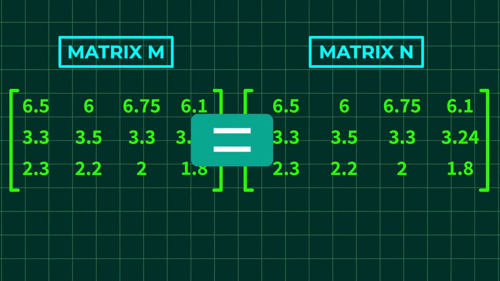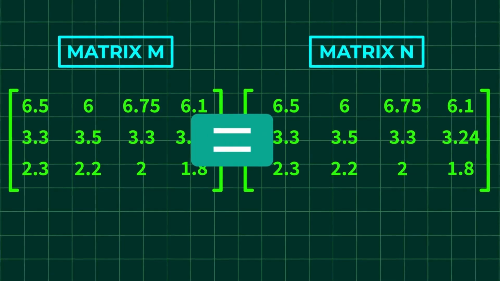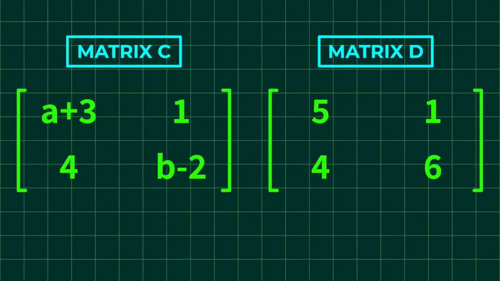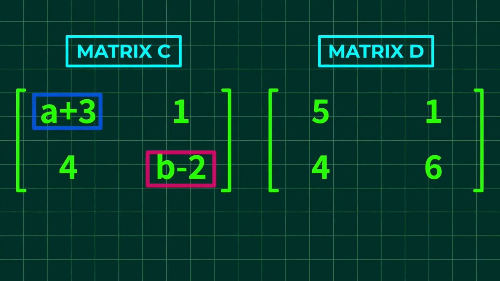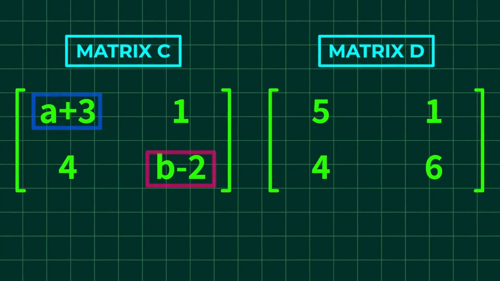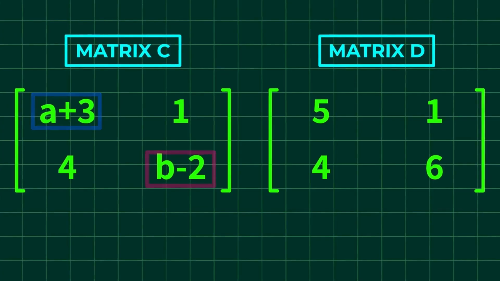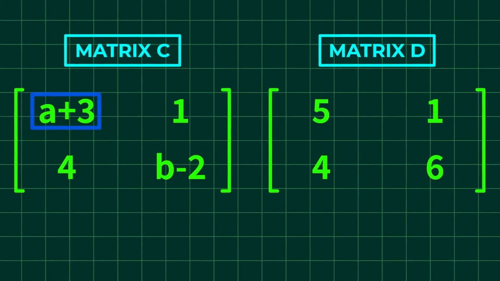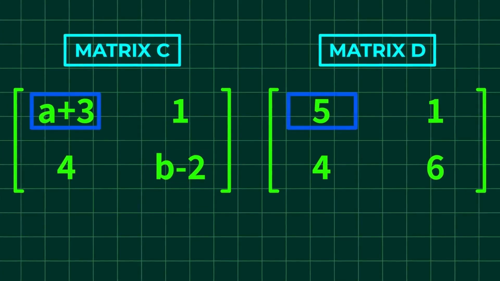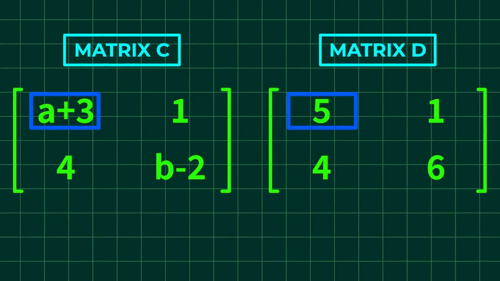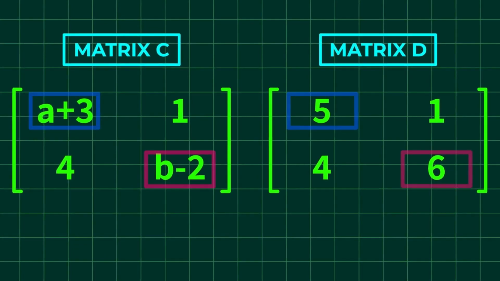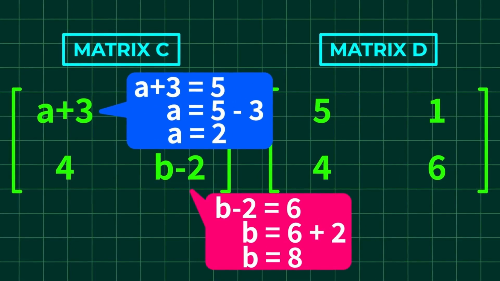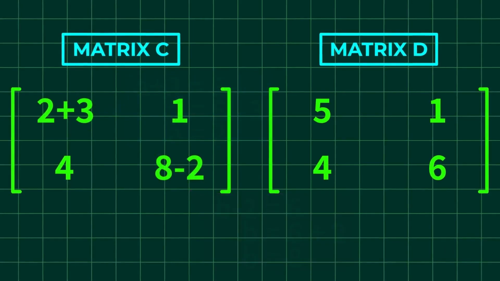We can find the unknown variable of an element based on the matrix equality. If the following matrices C and D are equal, we can obtain the value of A and B in matrix C by putting them as linear equations. So, A plus 3 in matrix C equals 5 in matrix D, or A plus 3 equals 5, and likewise B minus 2 equals 6. In a matter of seconds, we can tell that the value of A is 2 and B is 8.